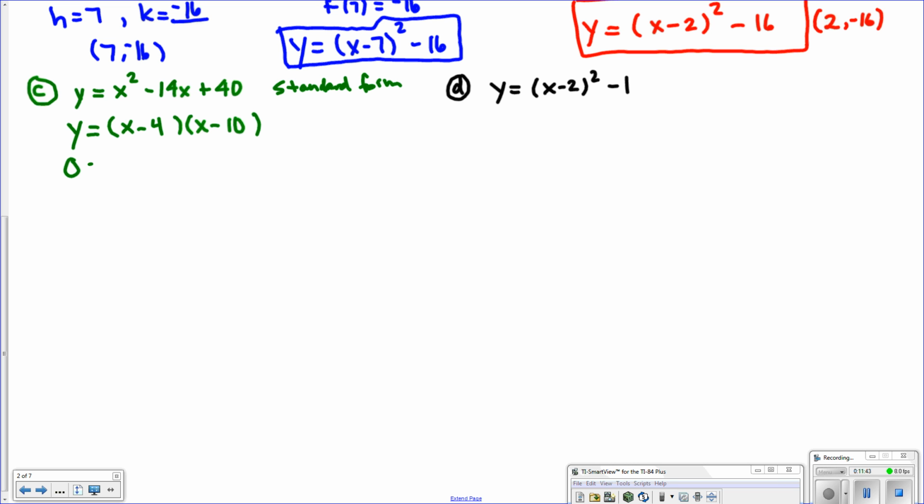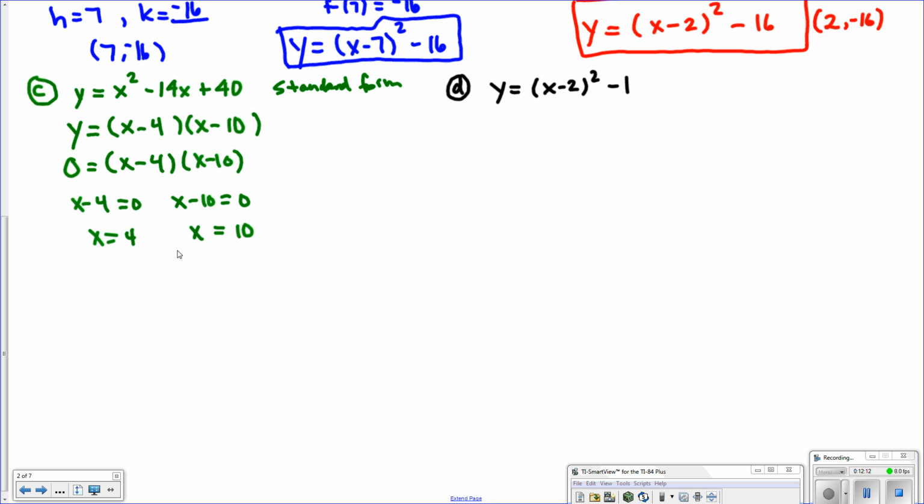Use your zero product property. Actually, we'll set it equal to 0 first, so we get our x-intercepts, then use our zero product property. So x minus 4 has to equal 0. Our x minus 10 has to equal 0. So x is going to equal 4, or x equals 10.